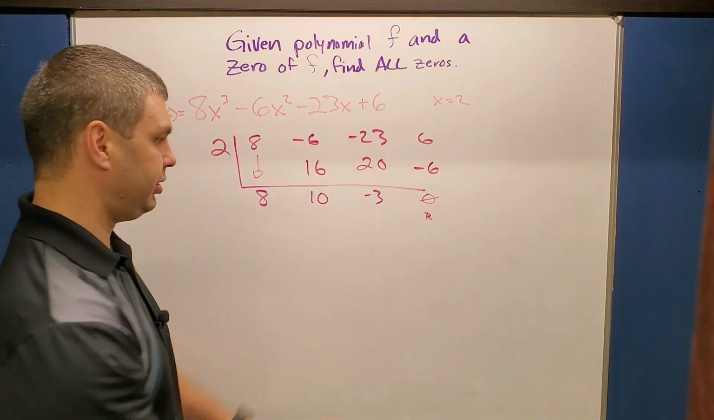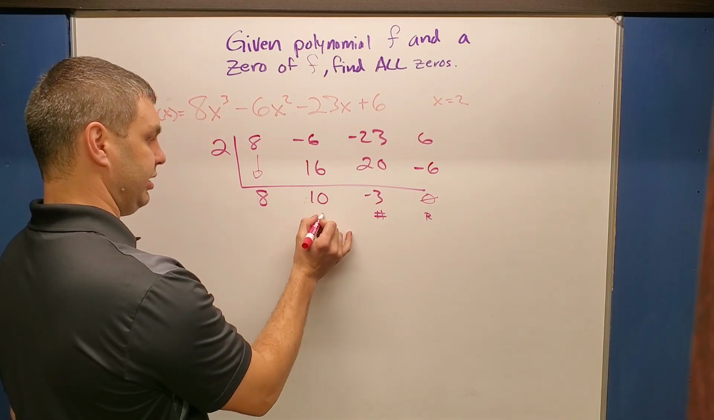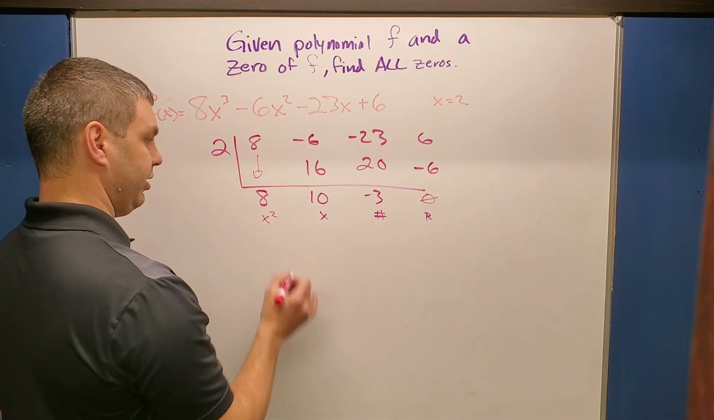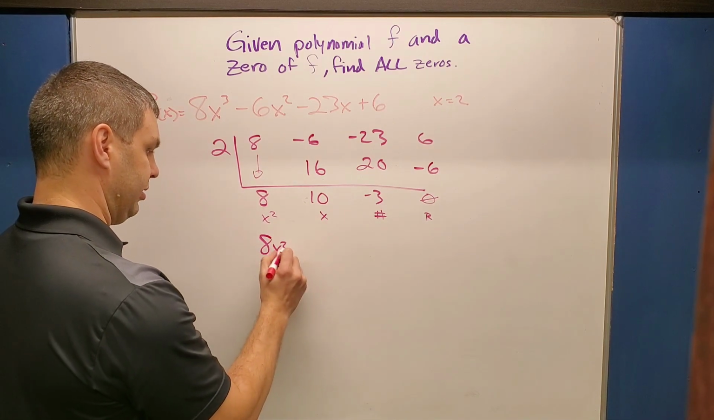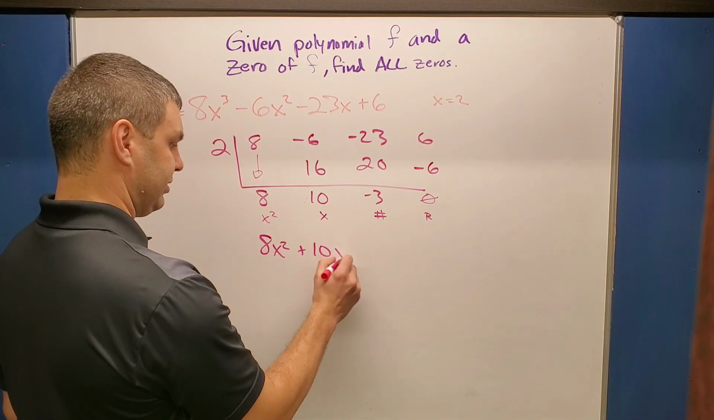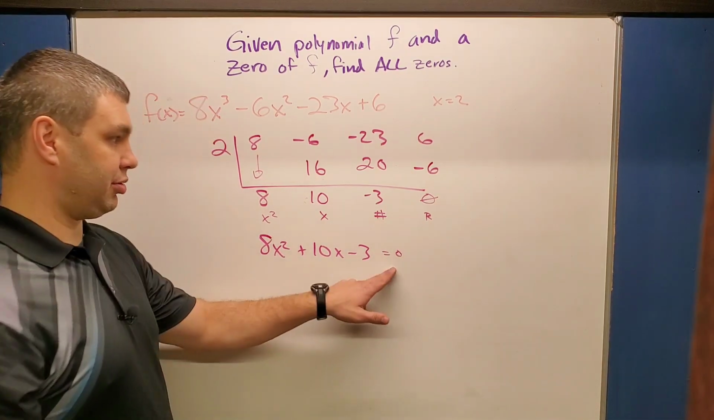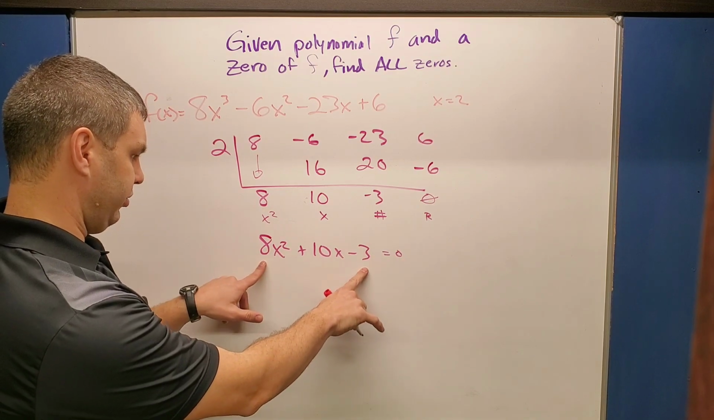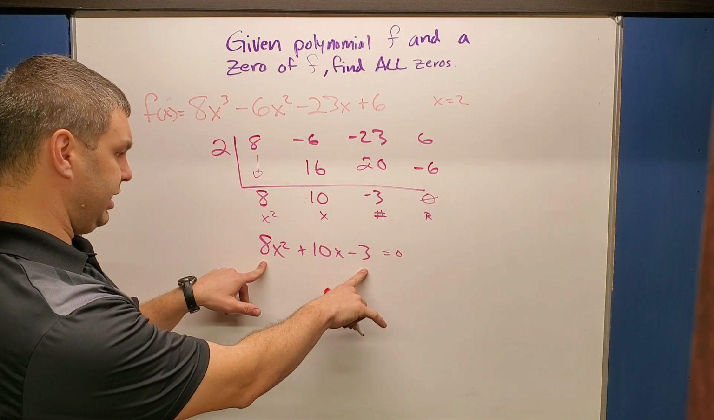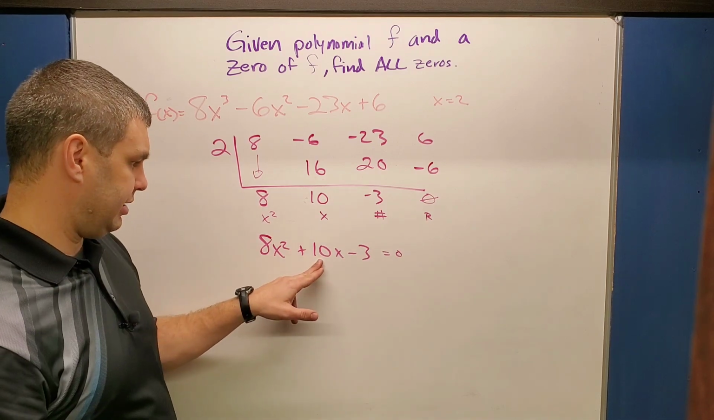Remember, this goes remainder, my constant term, my number, I guess I could say, the x and the x squared. So what I'm left with is 8x squared plus 10x minus 3, I'm going to say equals 0 because we're trying to find all of our zeros. So can this thing be factored? We have -24 if I multiply my a times my c, and then 10.